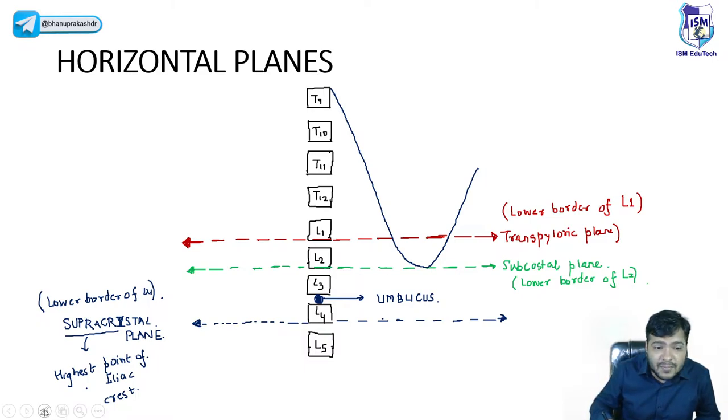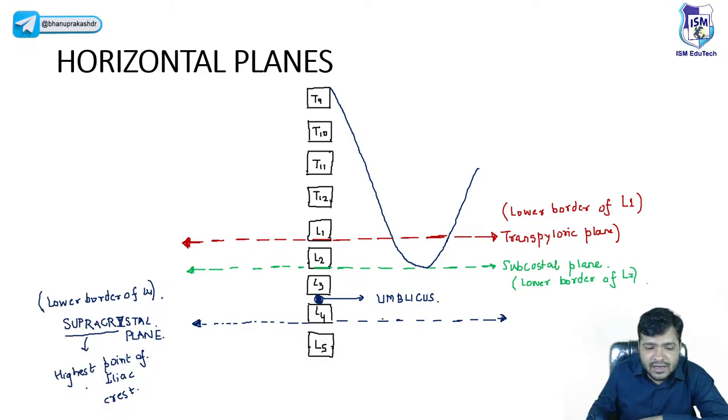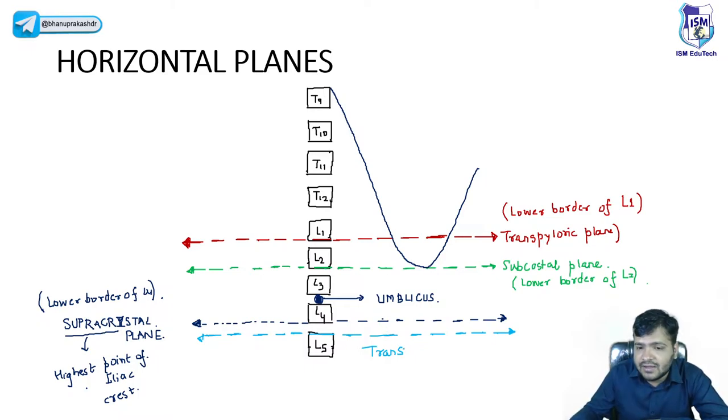Again, the last one and the important one, which was asked in the FMG exam this time. And this is, guys, you have to remember it is at the upper border of L5. This is the only plane that is present at the upper border of L5, and remember that this is something which is called the transtubercular plane. अभी दो दिन पहले जो exam हुआ है, 2 days back the FMG exam, it was asked in that particular case.